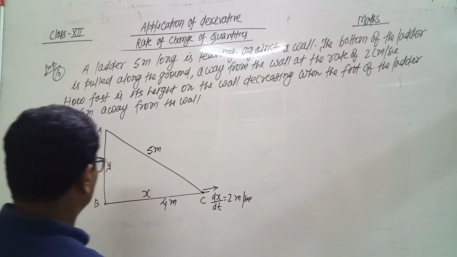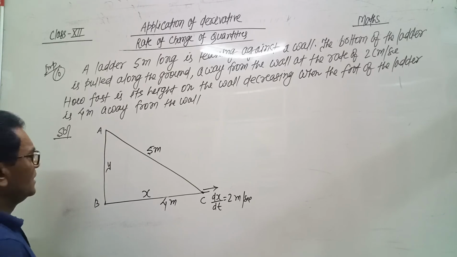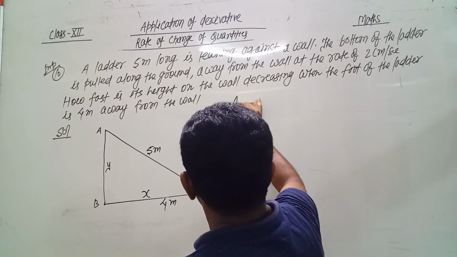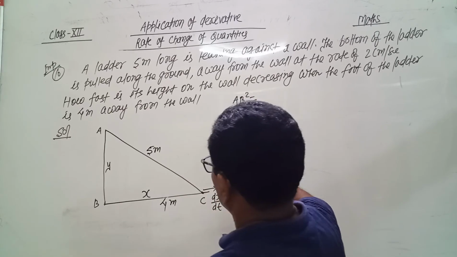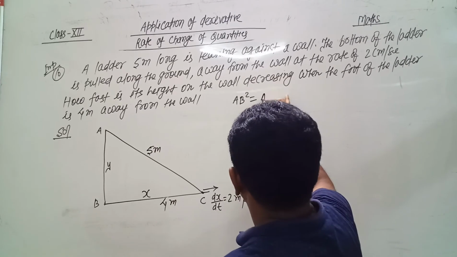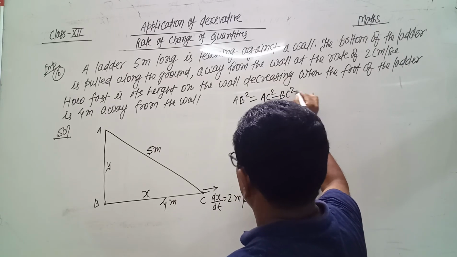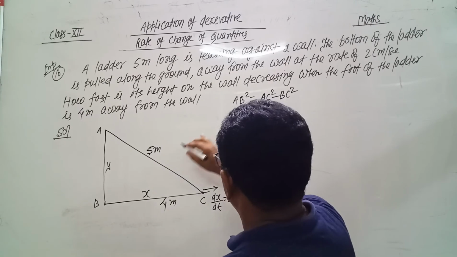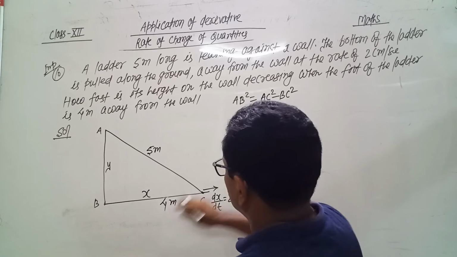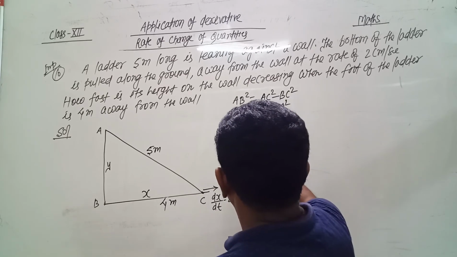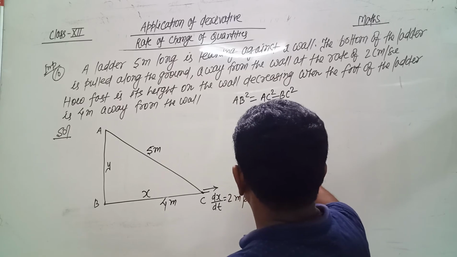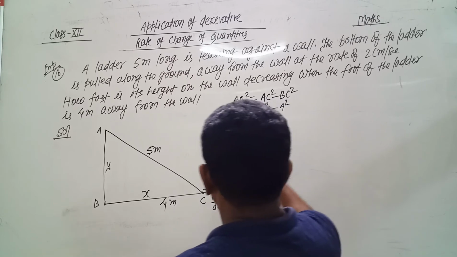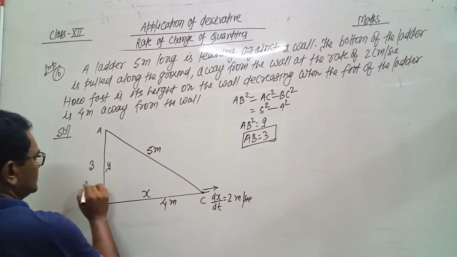Firstly we find the height of the wall, and we use the Pythagoras theorem. So AB square equals AC square minus BC square: perpendicular square equals hypotenuse square minus base square. So we get 5 square minus 4 square. AB square equals 25 minus 16, which is 9, and the value of AB comes to be 3. The value of AB is 3 meter.